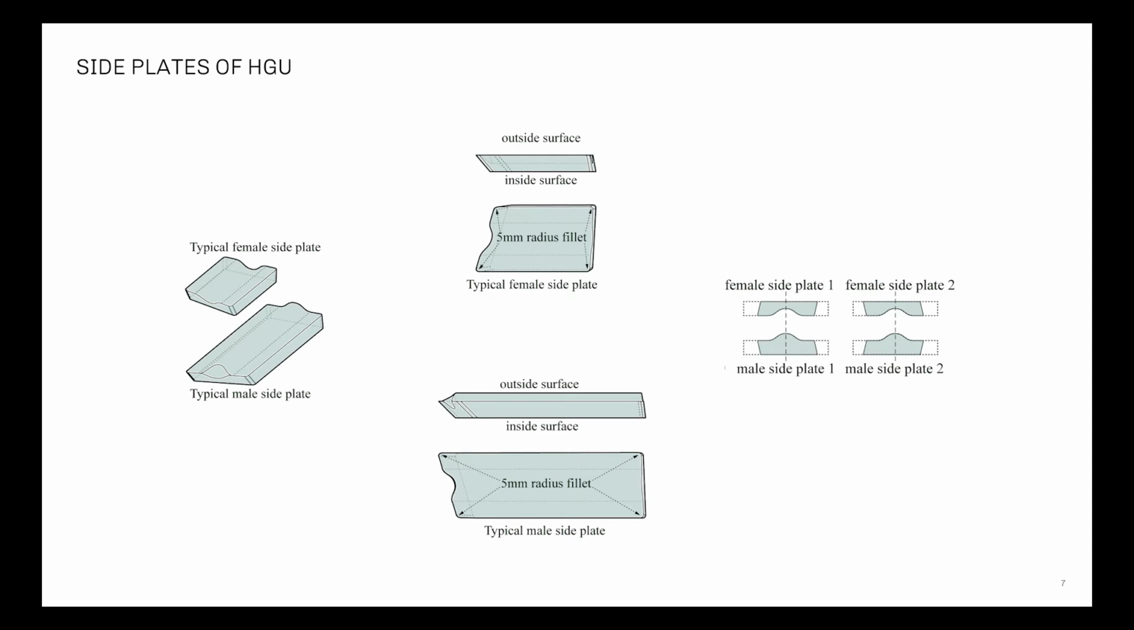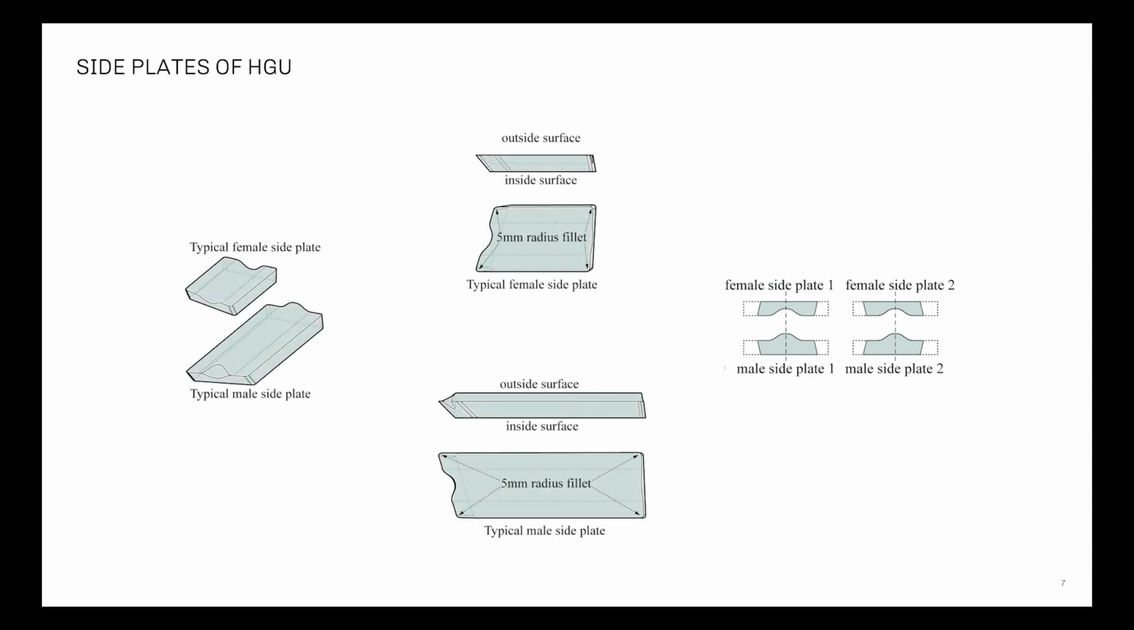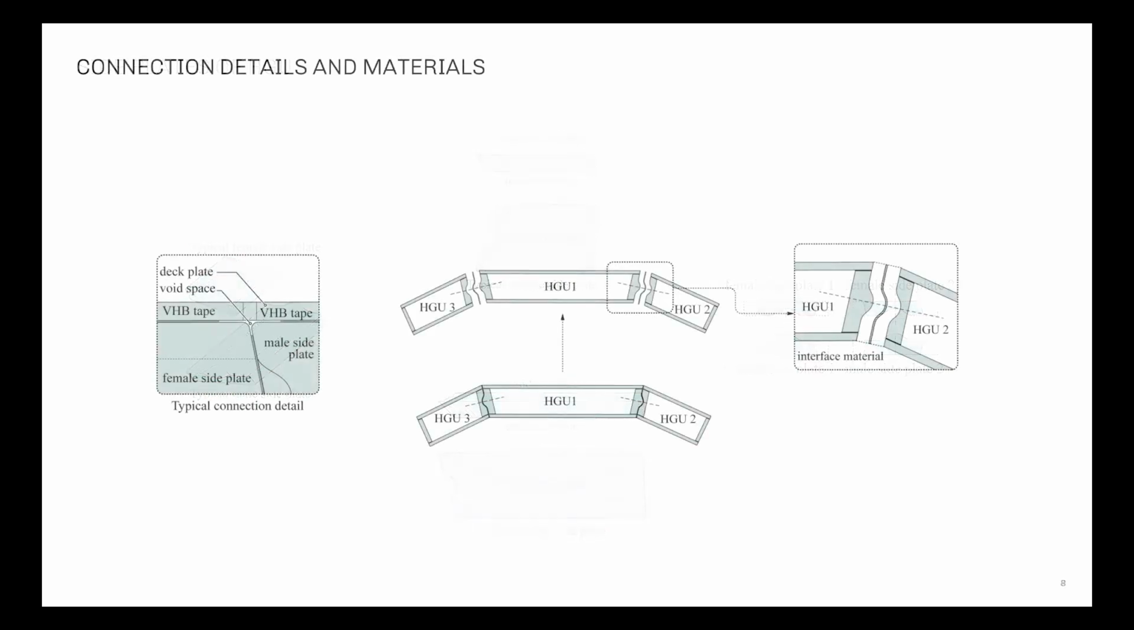To make the fabrication and production easier, the profiles of the male and female side plates are standardized so that all the male side plates share the same master shape and all the female side plates share another. Therefore, only 2 molds are needed for kiln casting. The fabrication process is greatly simplified. The cast glass pieces will be cut into target shapes using waterjet cutters.